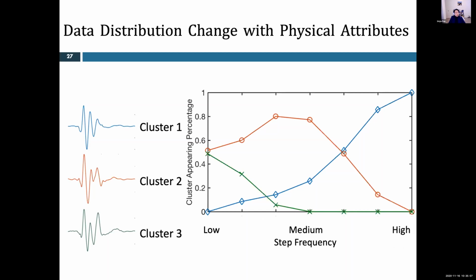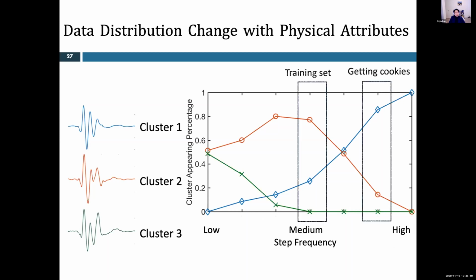So we further looked back at what happened in our cookie test. It turns out when we did the training, we collected data where people walked at more of a medium step frequency. And when the students got very excited about the free cookie, they walked slightly faster. It's cookie, who wouldn't love it, right? So what this means is that our training set and testing set actually consist of mostly cluster 2 and cluster 1 signals separately. So that is the reason our pure data-driven model failed.